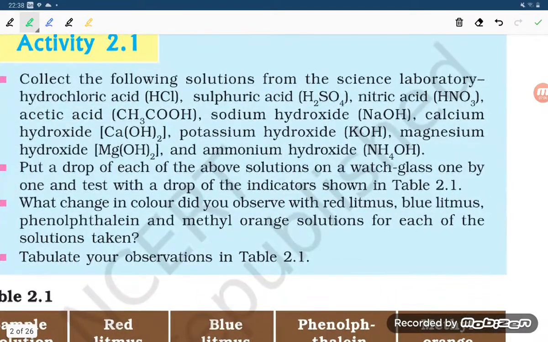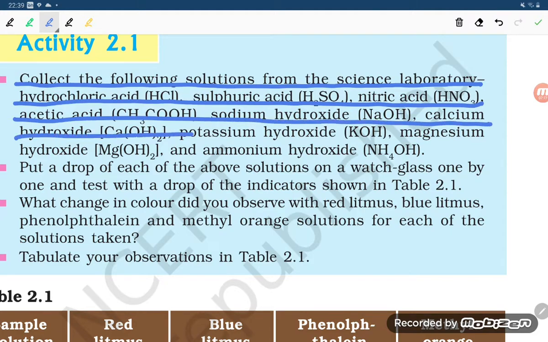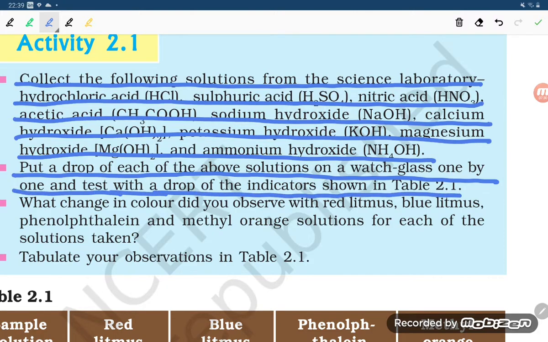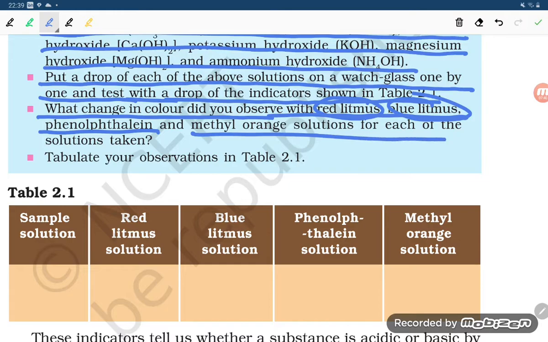Okay, student. They are saying, collect the following solutions from the science laboratory: hydrochloric acid, sulfuric acid, nitric acid, acetic acid, sodium hydroxide, calcium hydroxide, potassium hydroxide, magnesium hydroxide, and ammonium hydroxide. Put a drop of each of the above solutions on a watch glass one by one, and test with a drop of the indicator. What changes of color did you observe with red litmus, blue litmus, phenolphthalein, and methyl orange for each of the following solutions? A table is given.